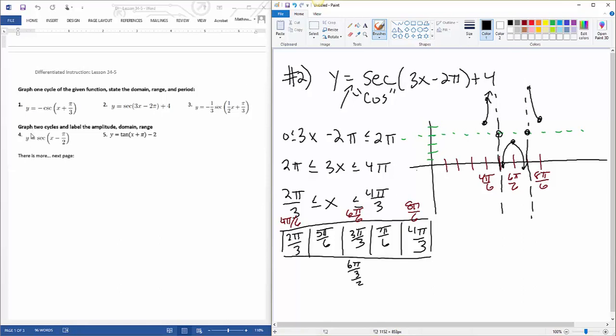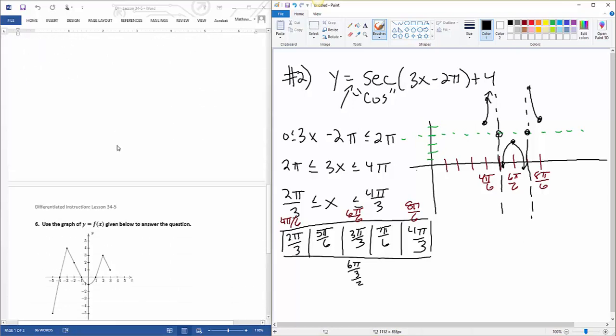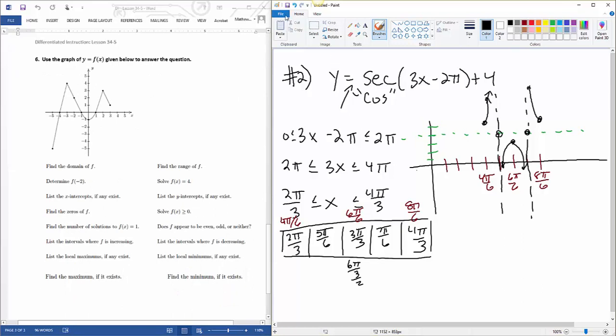Now number 3 and number 4 are going to be very, very similar to what we just did here. For number 5, look at a previous DI for tangent. Every single previous DI has had a tangent mixed in there. Alright, let's move on to number 6.